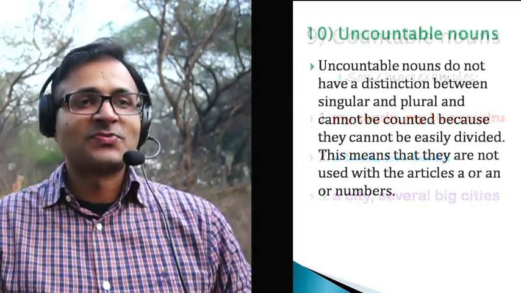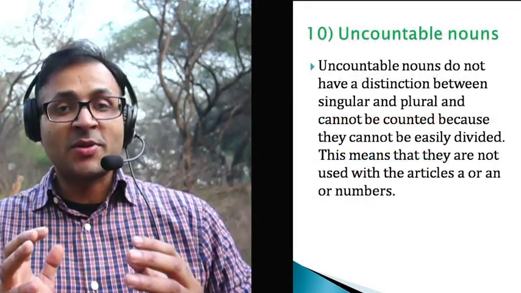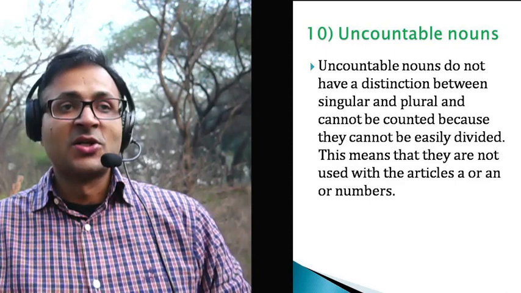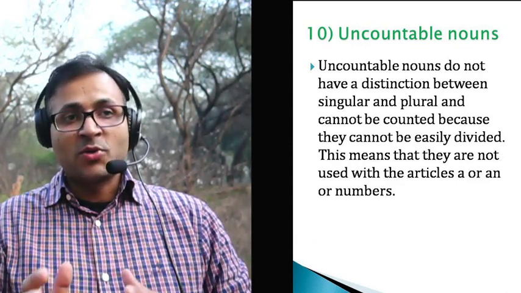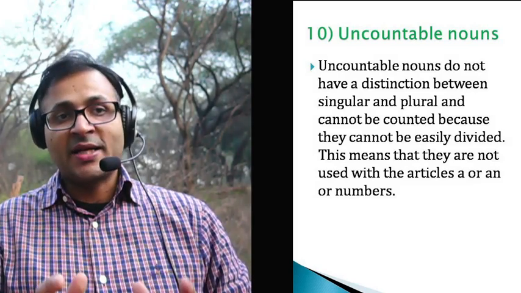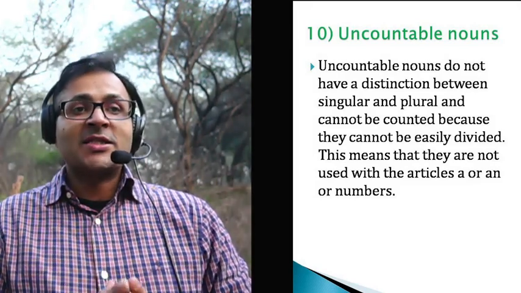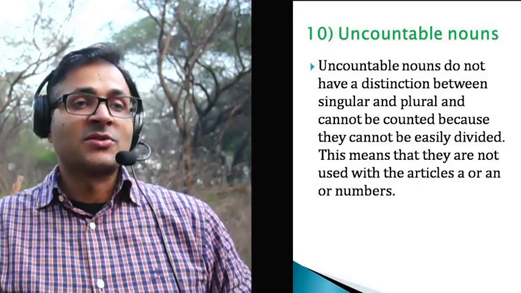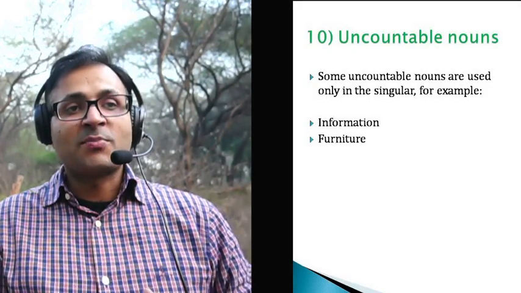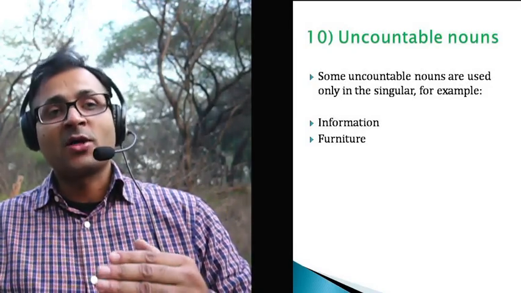Next slide. Last one is uncountable noun. Something that cannot be counted, but it does exist. So they do not have a distinction between singular and plural, and they cannot be counted because they cannot easily be divided. So this means that they are not used with the articles a, an, or any numbers. Next slide. Now we have examples of them. For example, information. You can't say informations.